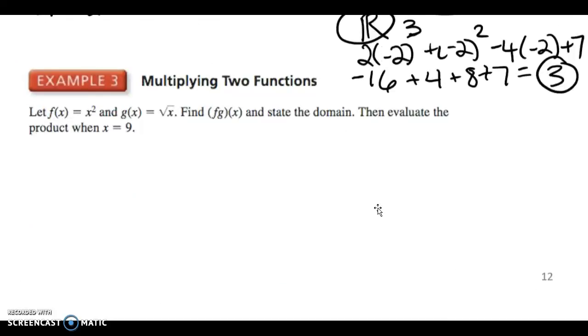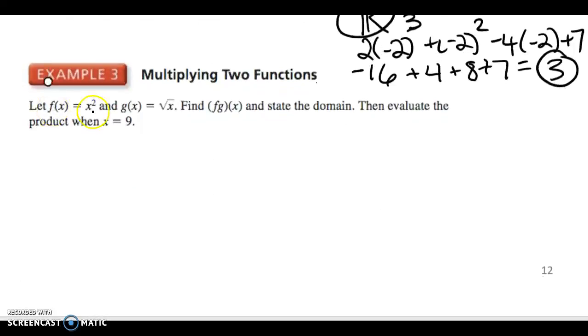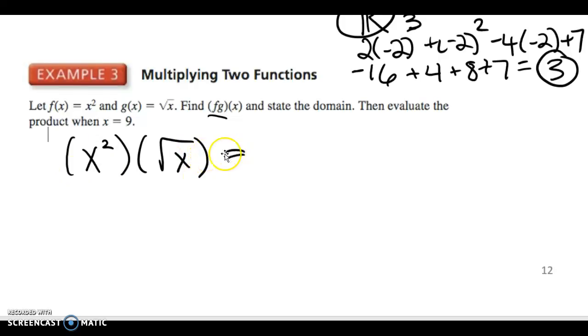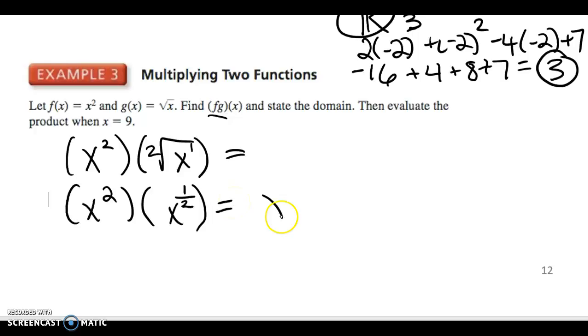Now let's look at multiplying two functions. We're going to be multiplying f times g, so we have function f times function g. Now it might be a little tricky to multiply with a radical, so what I'm going to do is rewrite the square root as a power. Remember, it's power over root, so it's really x to the half. And when you multiply, you're going to add exponents. So 2 plus a half, you'll have to make common denominators and get x to the 5 halves.